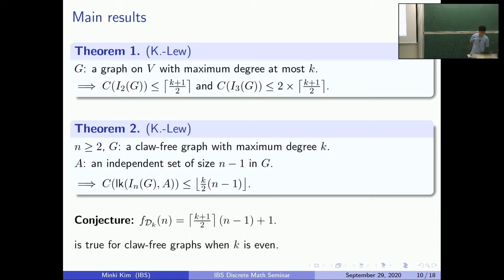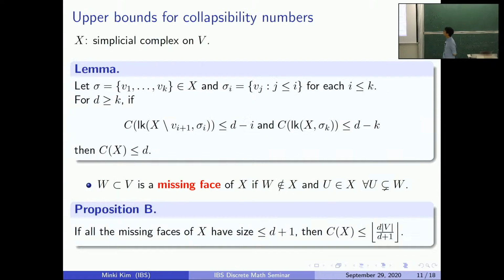And this can give a partial solution for this conjecture, showing that this is true for claw-free graphs when k is even, and almost true for claw-free graphs when k is odd. So I will explain how we derive this from theorem 2 later. And let me first describe the proof of theorem 2.